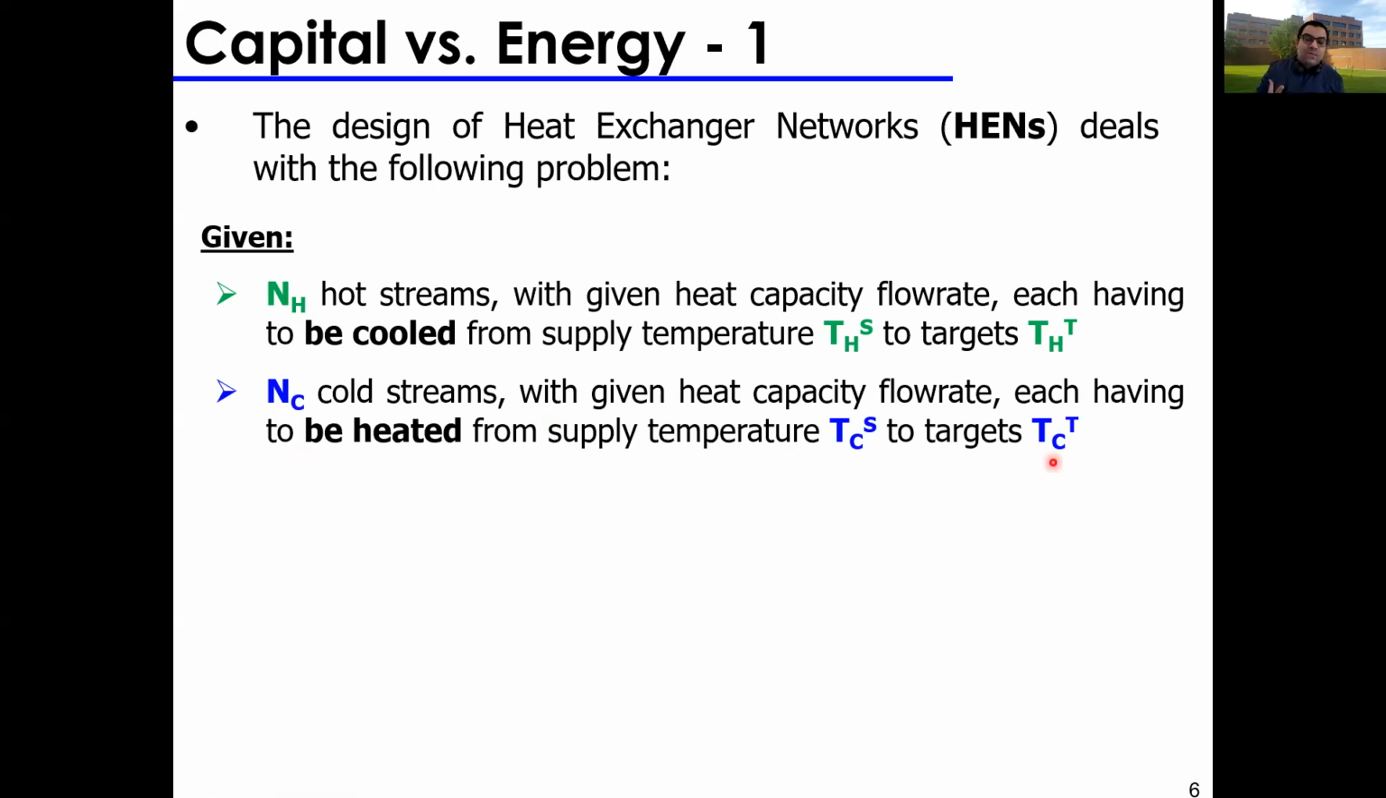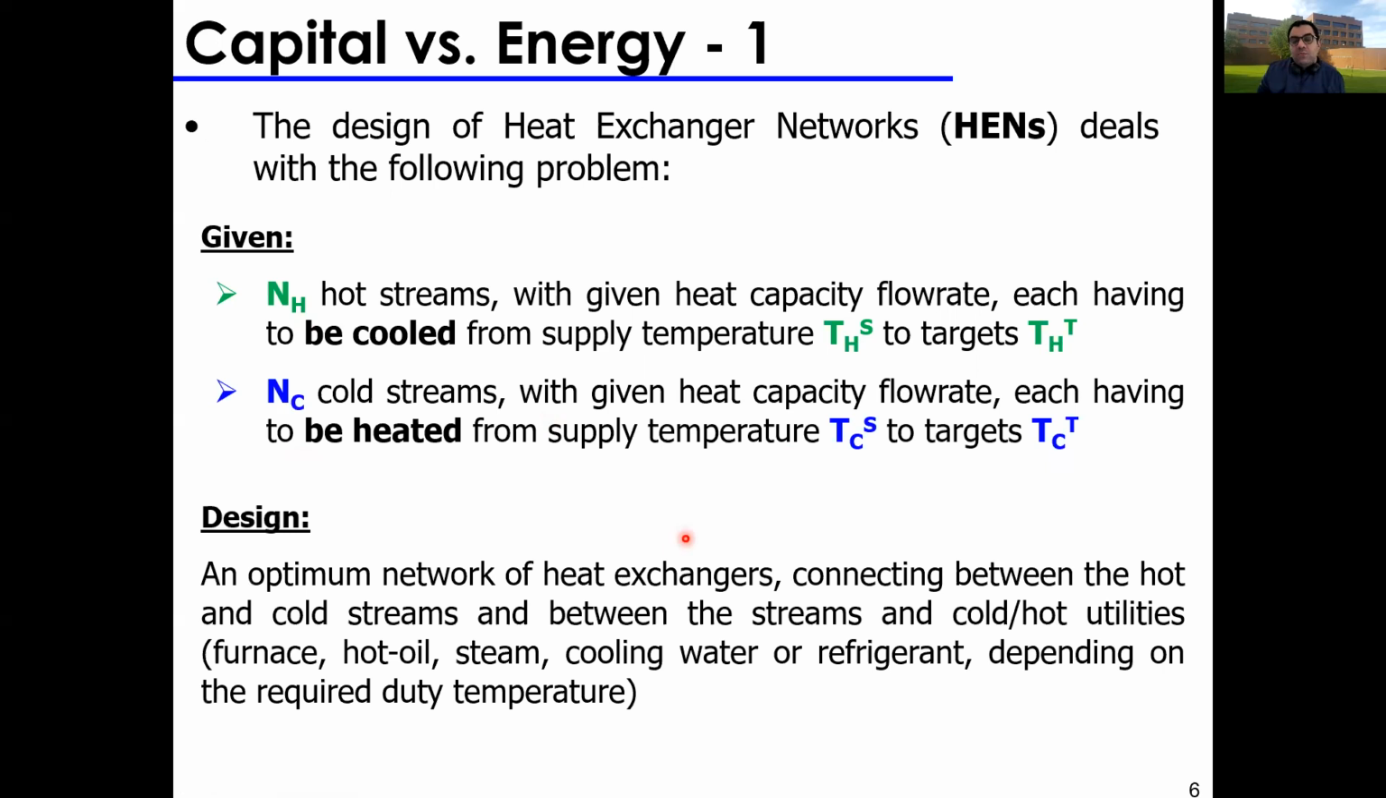So how do I design the heat exchange network to maximize the integration of energy between these hot and cold streams? Your design objective usually is to have an optimum network of heat exchangers connecting the hot and cold streams and the hot and cold utilities as well, right? So I need to design my heat integration network in a way where I maximize the energy recovery from the hot streams and from the cold streams.